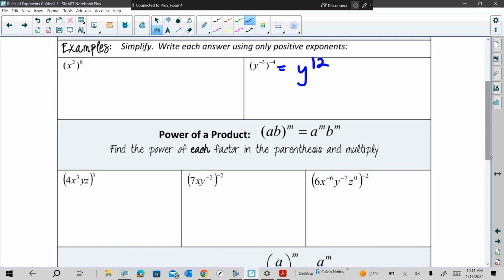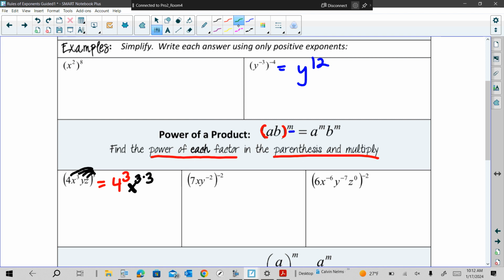And if I have parentheses and an exponent outside the parentheses, it says right here, find the power of each factor in the parentheses and multiply. So we have to put the power on each factor, meaning each number and variable. So this would be 4 to the third power. Then my x is already to the third power, but then I'm raising it to another third power. So that's when you multiply, because I'm distributing this 3 to each term.